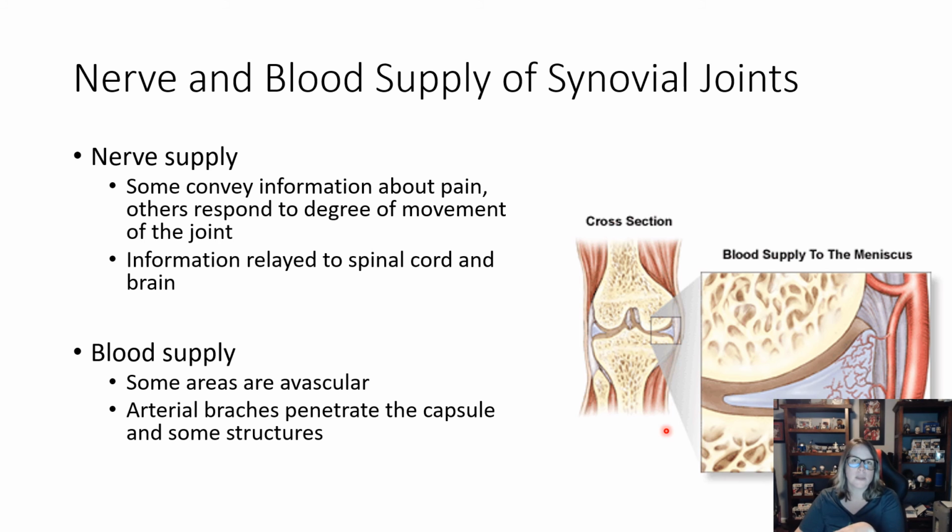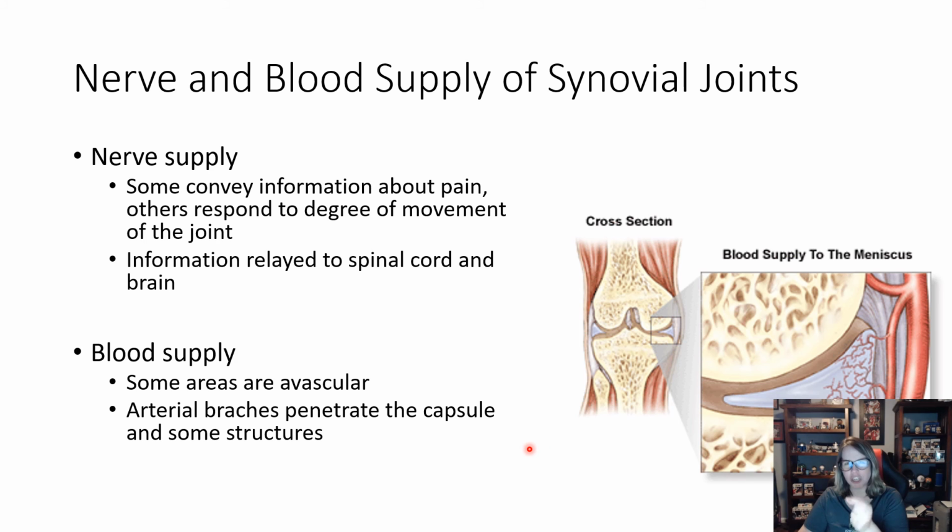In terms of nerve supply, of course, there's nervous input here. Some of the nervous input we have, or input and output, tells the brain about pain, how bent or straight your joints are to help prevent things like hyperextension. And they're also utilized for just movement in general.